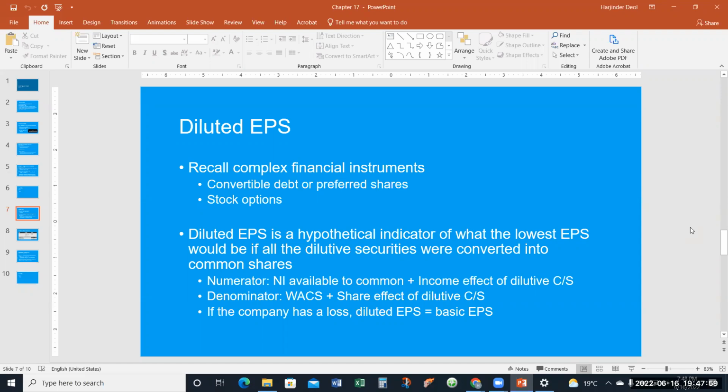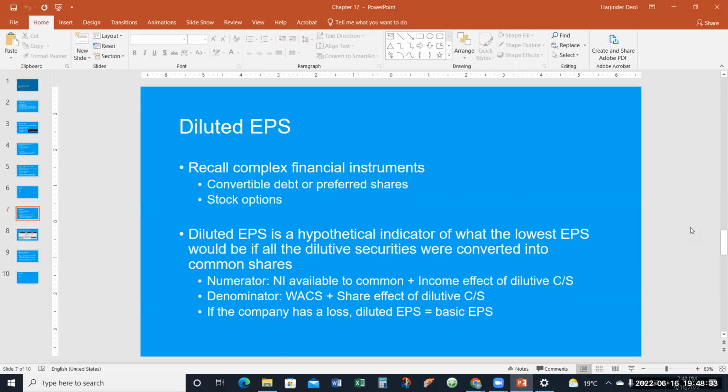And why would EPS go down? Well, what can make EPS go down? There's two reasons. One, your net income goes down. We're talking about diluted EPS for the current year, so we already know what the net income is, right? So it's unlikely that number would go down. In the future, sure, future net income could go down, and then basic EPS will be lower as well. There's nothing to do with the diluted part.